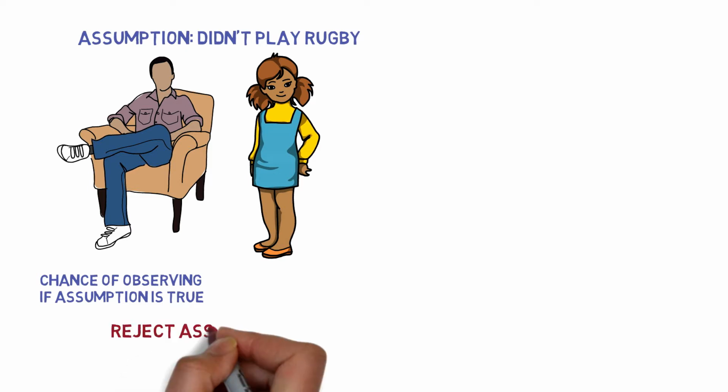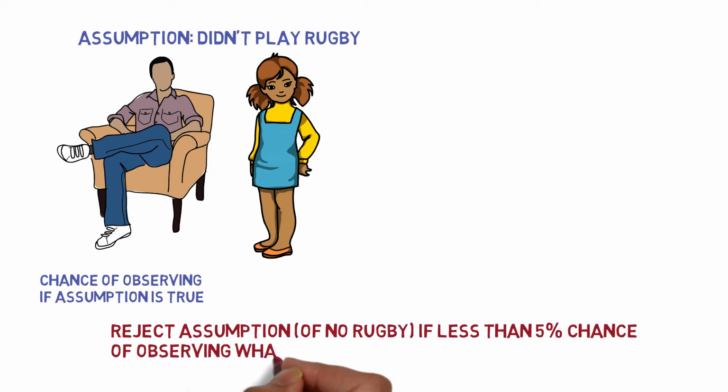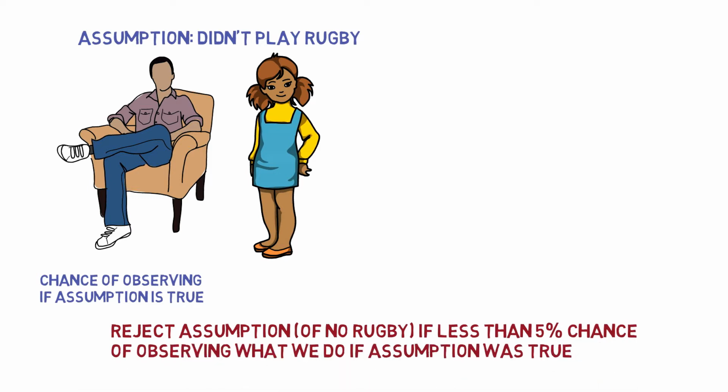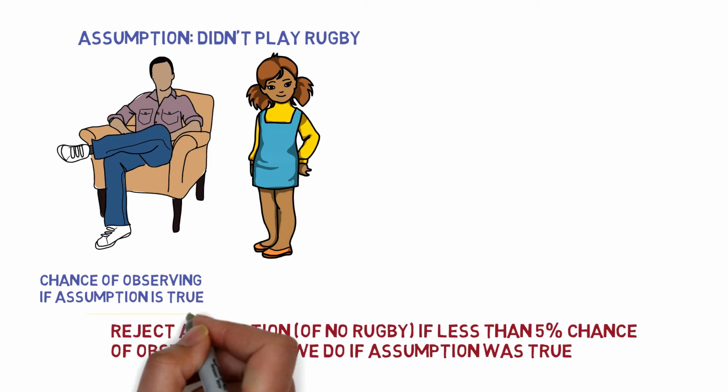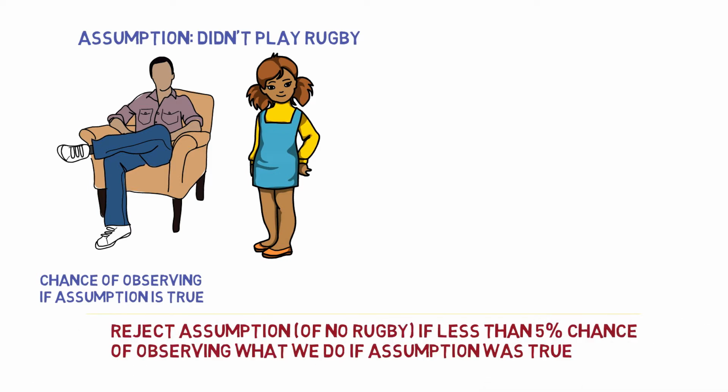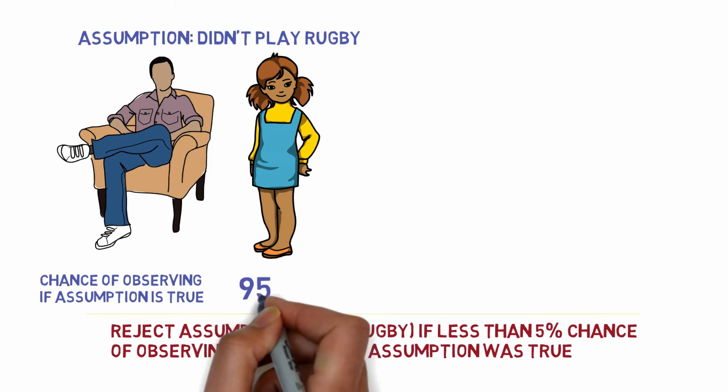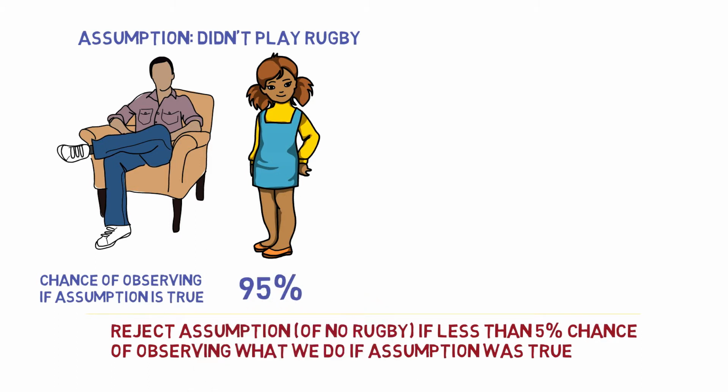So the key here is how likely or not is it to observe what I actually observe if the assumption of not playing rugby is true. So let's think of some different scenarios here. For example, suppose at the end of the day, the daughter is clean, right? That would be quite likely if she didn't play rugby. And so maybe we think there's a 95% chance of observing her being quite clean at the end of the day if she didn't play rugby.